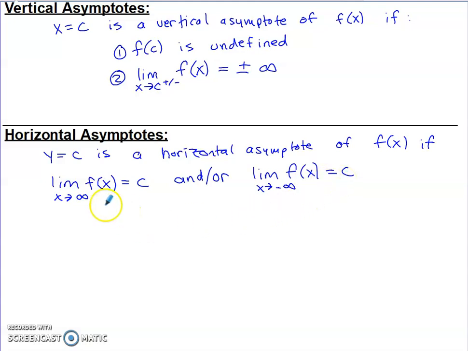So basically what this means, if we go way over to the right edge of the graph, x approaching positive infinity, and the graph is leveling off at a certain y value, we have a horizontal asymptote at that y value. If we go way over to the left edge of the graph, x moving to negative infinity would push us way over to the left side of the coordinate plane. If our graph levels off at a specific y value, we have a horizontal asymptote at that y value.